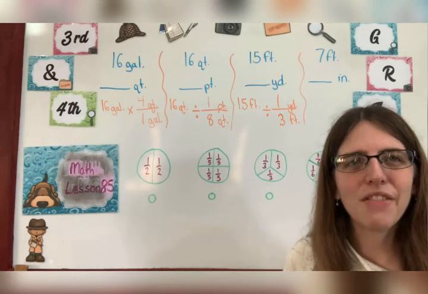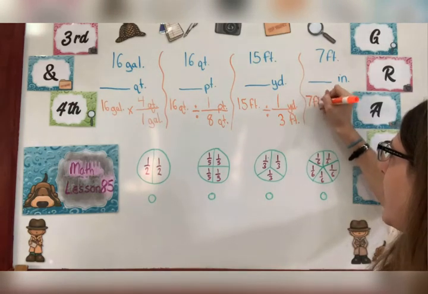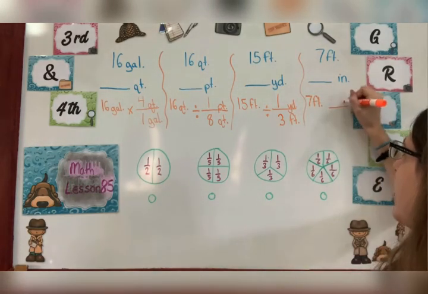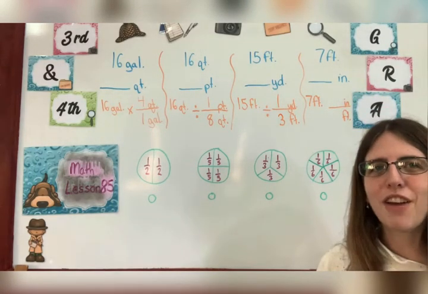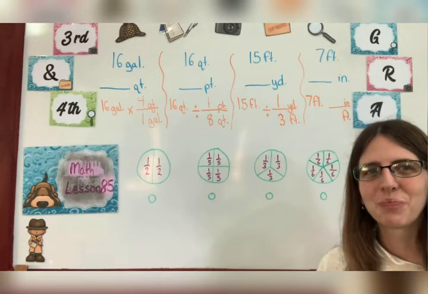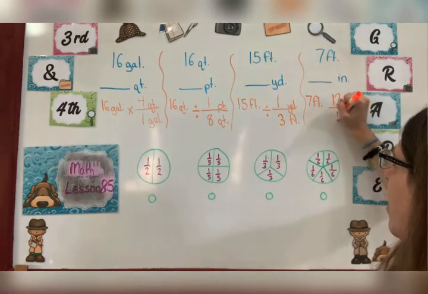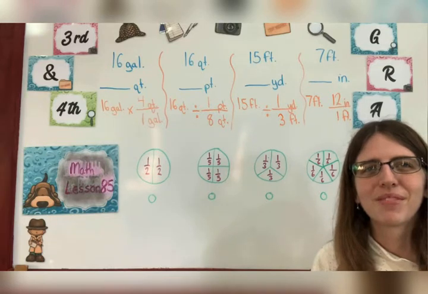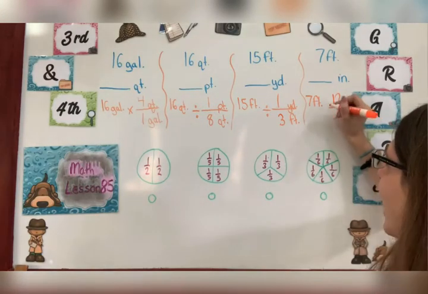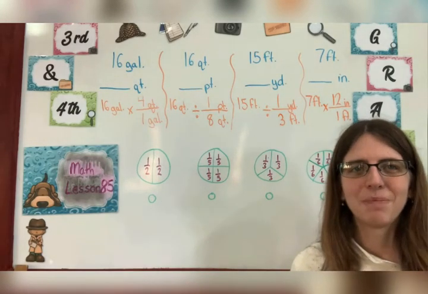Last one, letter D. 7 feet is how many inches? We start by setting it up. 7 feet. We're changing to inches from feet. What's my conversion factor for inches to feet? 12 inches in 1 foot. Do I multiply or do I divide? Well, because my number that's greater than 1 is on top, I multiply. 7 times 12, put your answer in the blank.